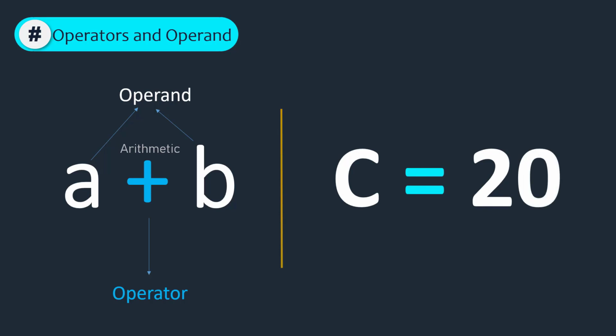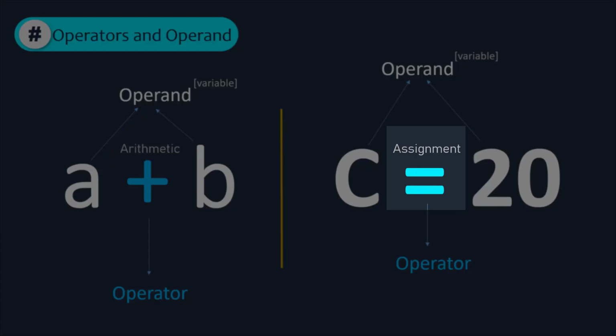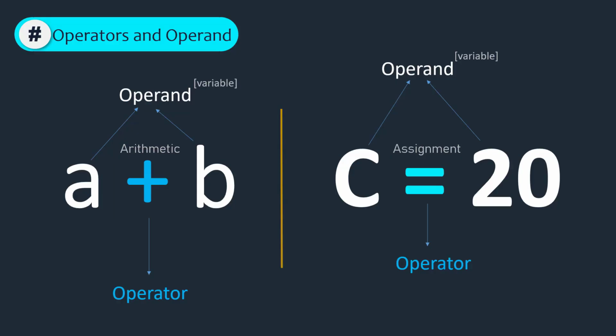The second example we have is c equal to 20. What exactly is this statement doing? It stores the value 20 into c. So c equal to 20 creates a memory, stores 20 into that memory, and adds a tag of c for that memory. So c is kind of a tag, or you can say a variable name. Here also c and 20 are operands and equal to is an operator. This is an assignment operator, of course, and previously it was arithmetic. No need to get confused. We'll discuss each operator in detail.